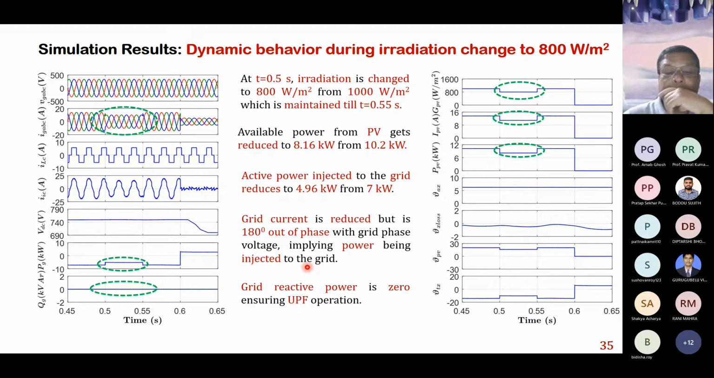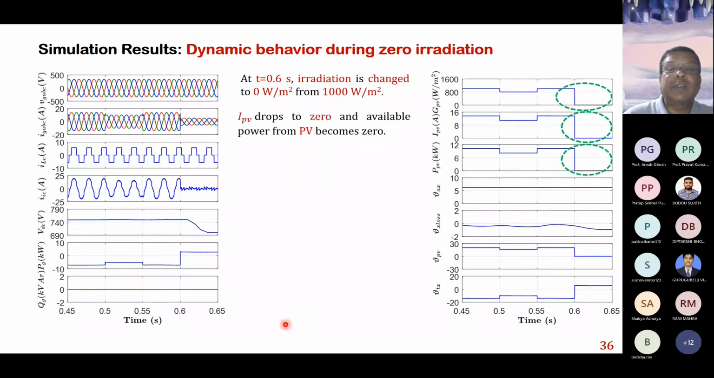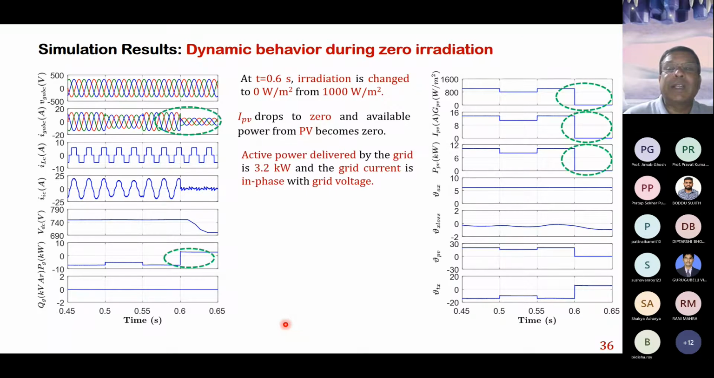So grid reactive power is 0, meaning we are achieving the unit power factor operation. Now this is the simulation result that we obtained during zero irradiance condition.